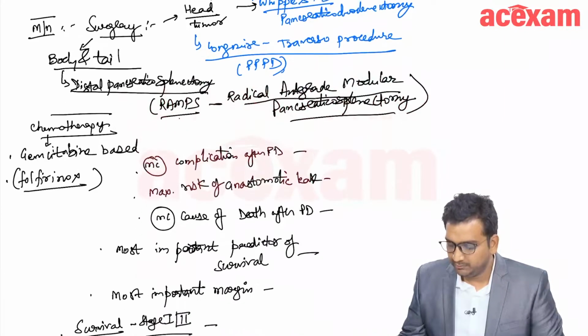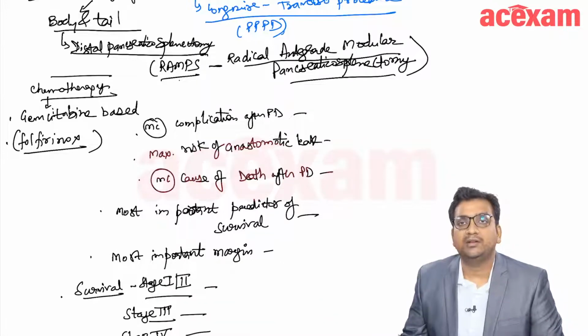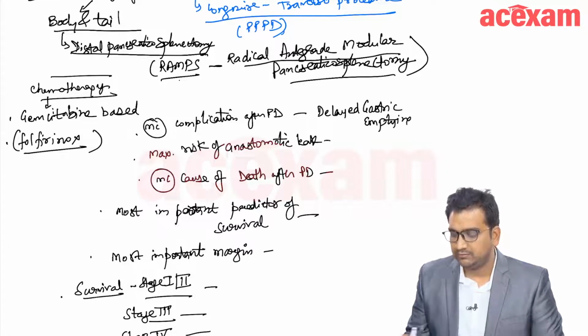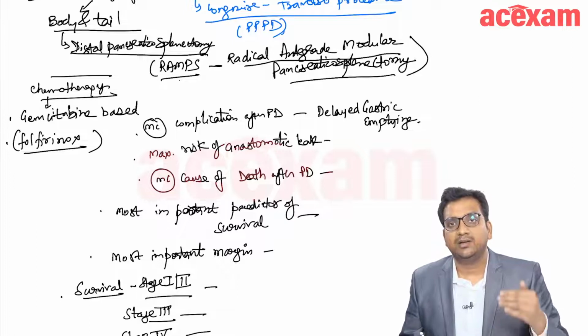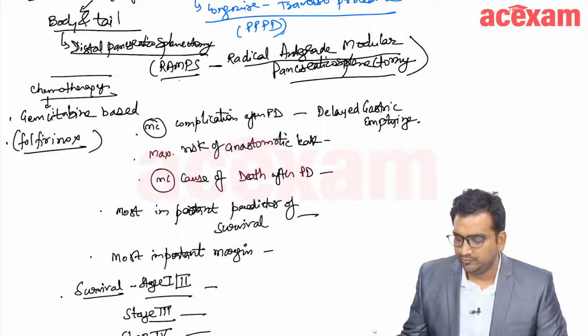Before that, some important questions. What is the most common complication of pancreaticoduodenectomy? So, most common complication of pancreaticoduodenectomy is a delayed gastric emptying. Okay, there is gastroparesis and ileus, or the stomach takes more time to move. Okay.